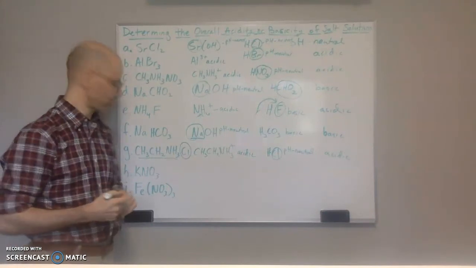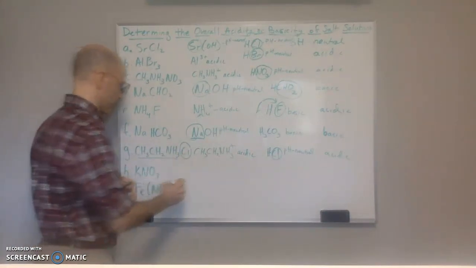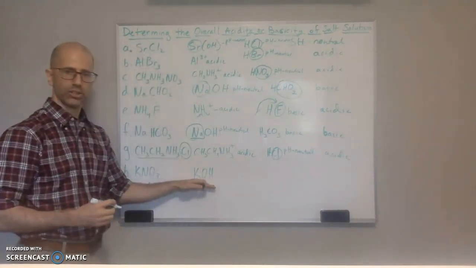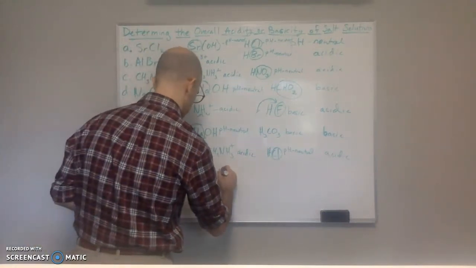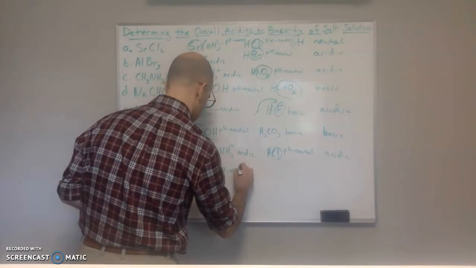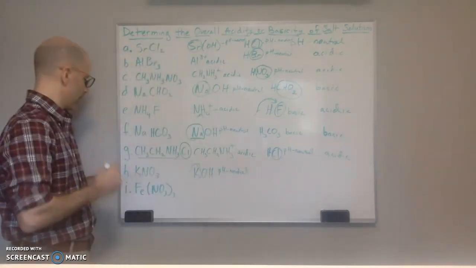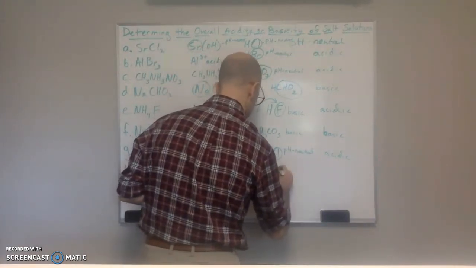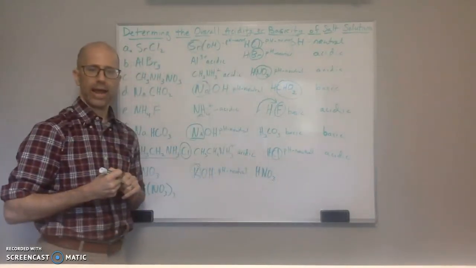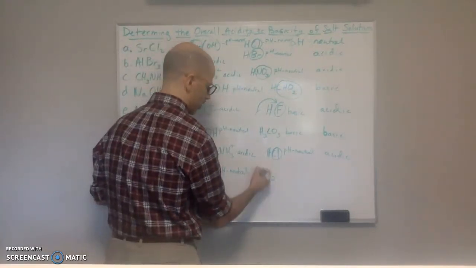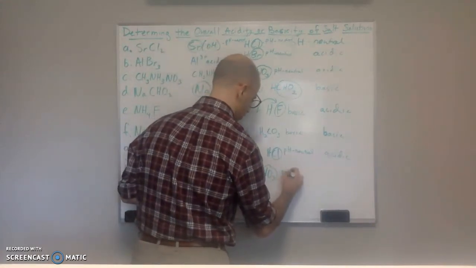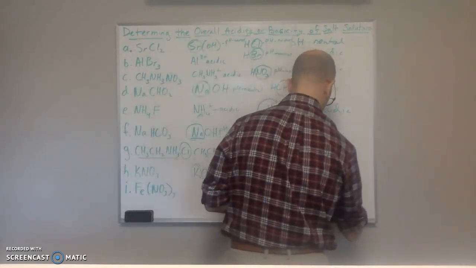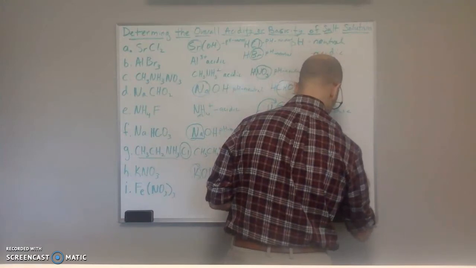What about H, KNO3? Potassium here is the positive ion of a strong base, KOH. So that means that the potassium is going to be pH neutral. And NO3 is the negative ion of a strong acid. It's the anion of a strong acid, therefore NO3 is also going to be pH neutral. And so the solution for this salt would be pH neutral.